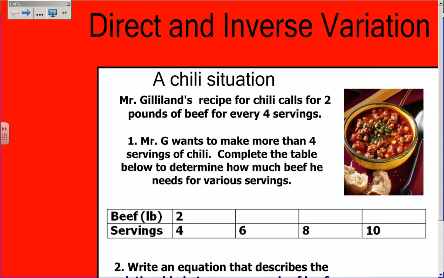Okay, we're going to talk about direct and inverse variation really quick. Direct variation is not a new concept, because all direct variation is just a linear equation, and we've dealt with linear equations a lot. And then there's inverse variation, which is new, but neither one of these is very difficult.